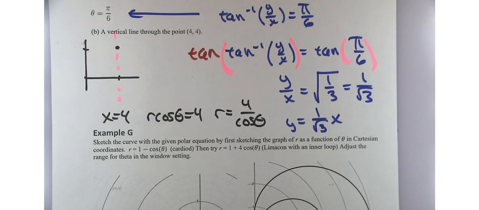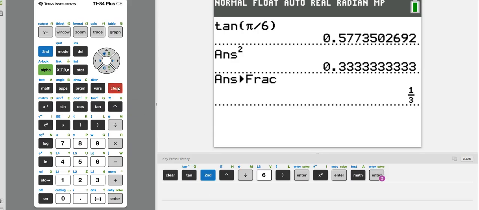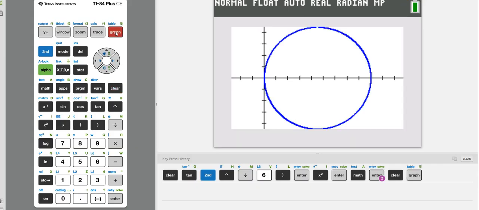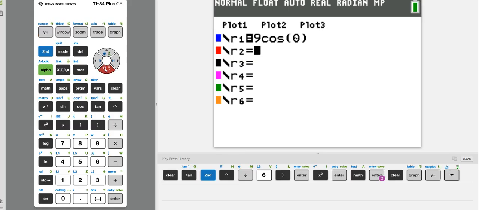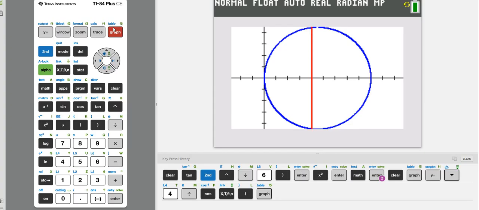Let's test that it does. In fact, let's test it on our graphing calculator. Since we've got a nice graph up here anyways, let's see if we can't skewer that thing with a vertical line. So I'm going to graph them both just for giggles. 4 divided by cosine of theta. And bam, there you go. There's your vertical line. Pretty nice.